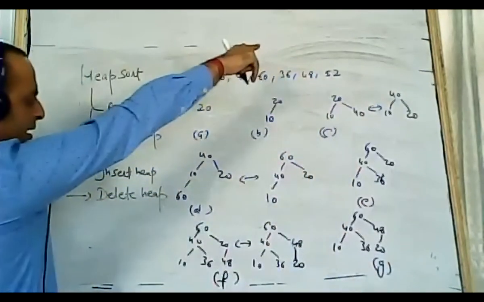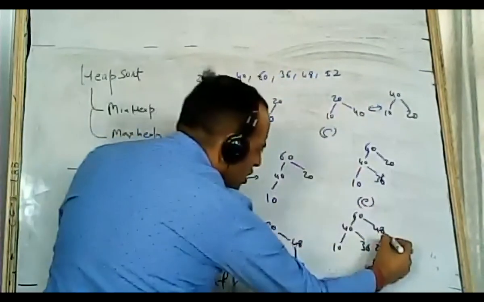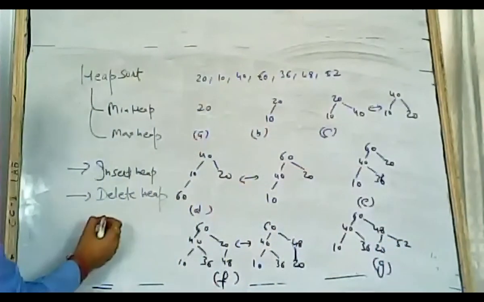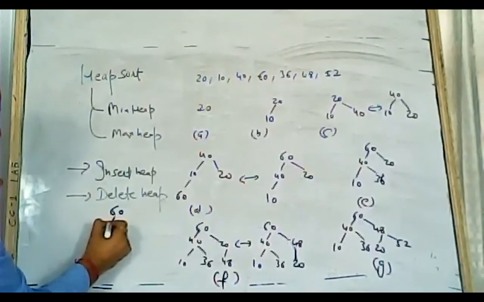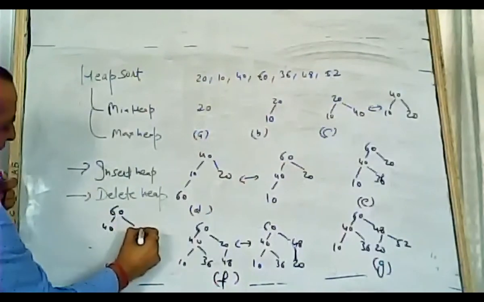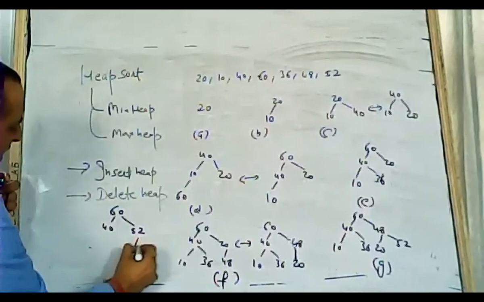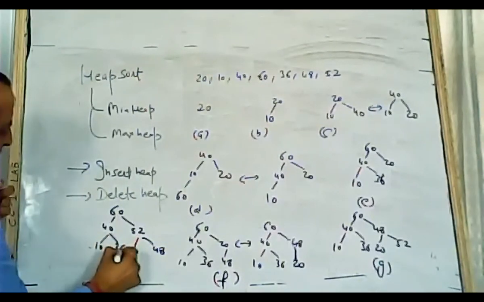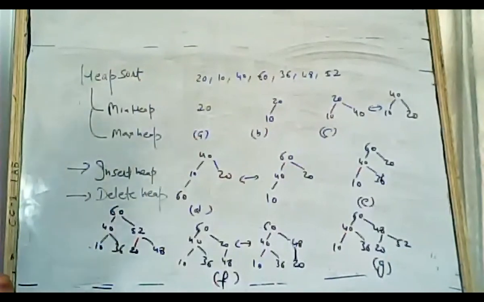What is the last element? 52. 52 has to come here. But eventually, 52 goes up. It will be 60, 40, 52, 20, 48, 10, and 36. Yes or no? Yes, sir.